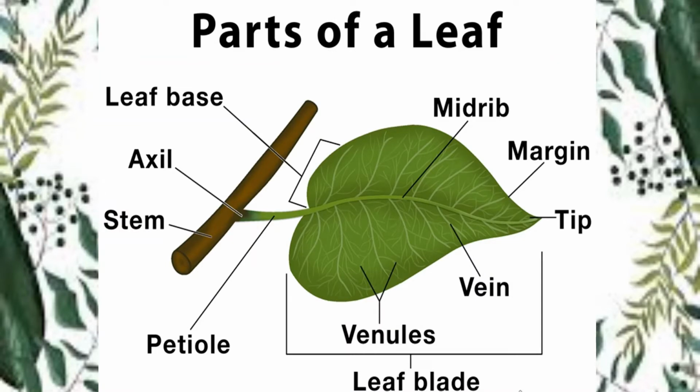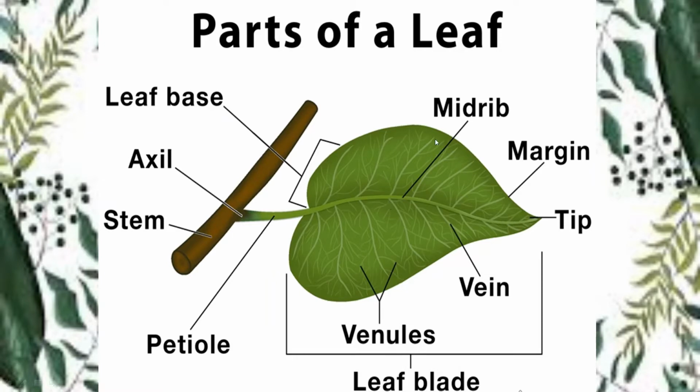What are the parts of a leaf? Leaf is the main site of photosynthesis where the food is made for the plant. Now what are the parts of a leaf? See, this is the stem from where the leaf is arising. This portion is called axil. Then this is the midrib of the leaf. Okay, this is the axil, and this portion before the leaf starts, the adjoining portion through which the leaf is joined to the stem, is called petiole.